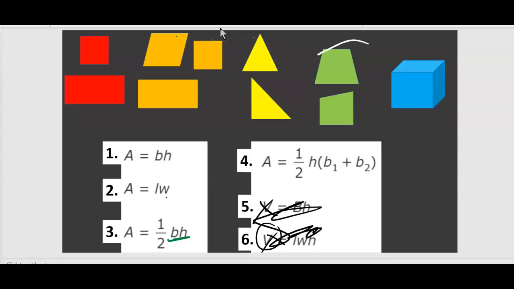What is this one right here called? The area of these is a trapezoid. Trapezoid.